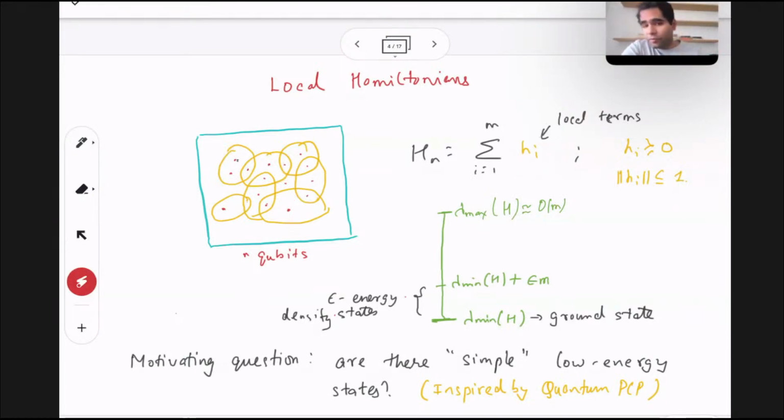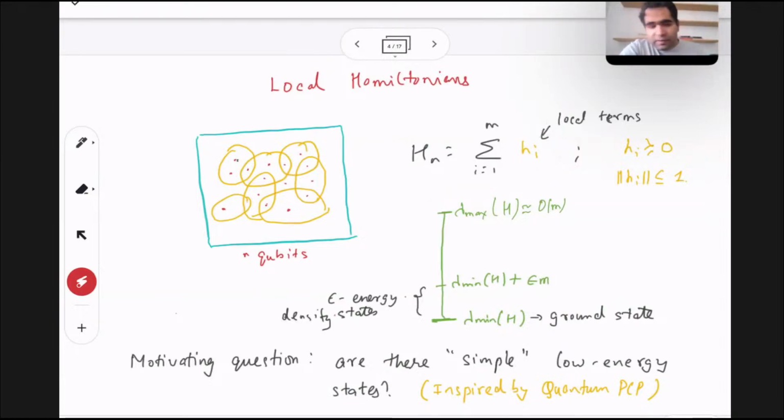We'll assume for convenience that each local term has bounded energy, which means that there's not too strong an interaction somewhere in the system, and each term is positive. That is, the energy is non-negative and at most 1 for each term. Of course, when you add them up, the energy can scale a lot.